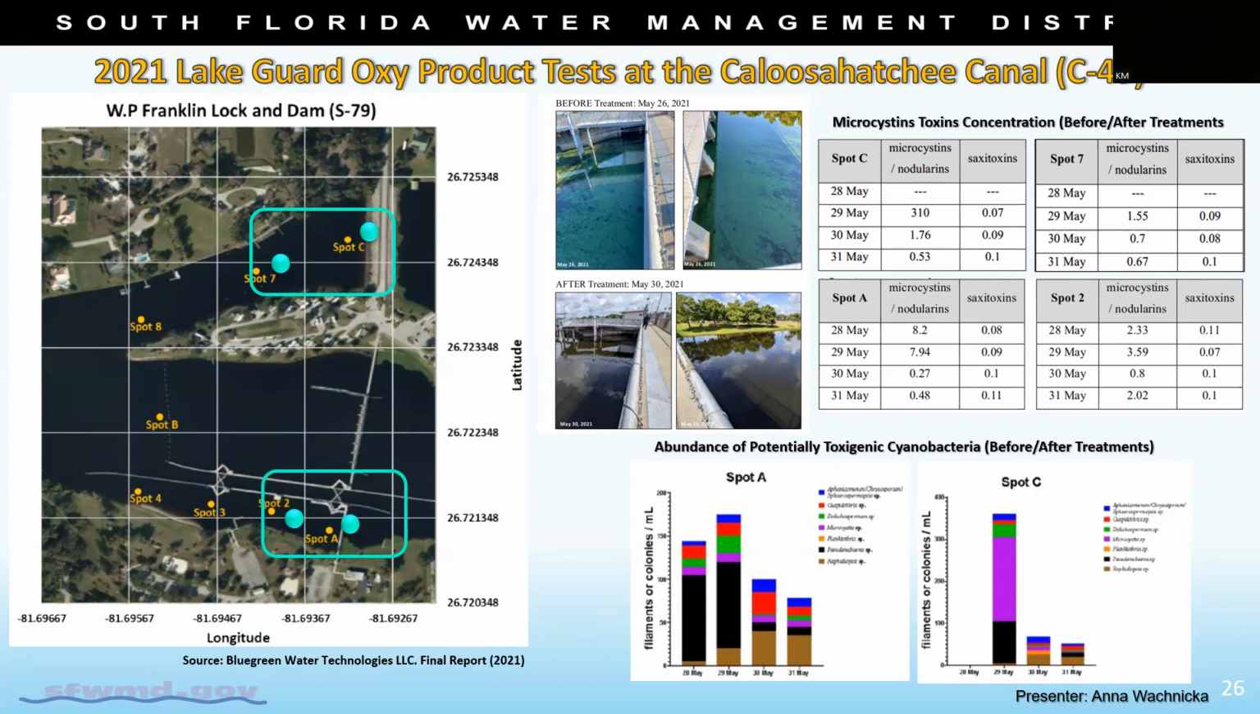You can see that before treatment, we had over 300 micrograms per liter concentration of toxins in the water. And right after, the toxins dropped to almost undetectable levels. So again, the treatment was pretty successful, and you can clearly see it also on these pictures. Blooms, no blooms.